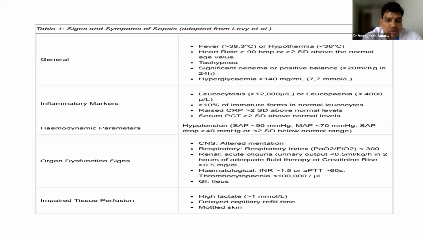And tissue perfusion we'll discuss later. The patient might have high lactates, delayed capillary refill time, and mottled skin. So how do you recognize the patients with sepsis and septic shock? What are the prediction scores available?